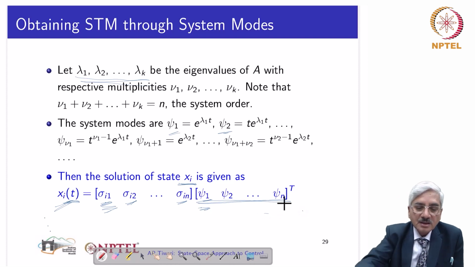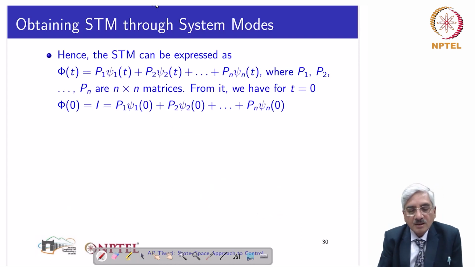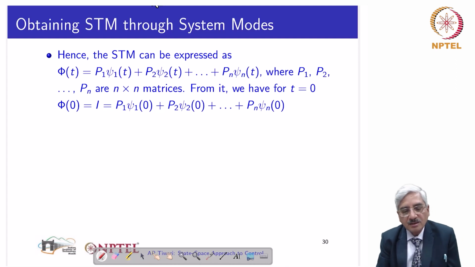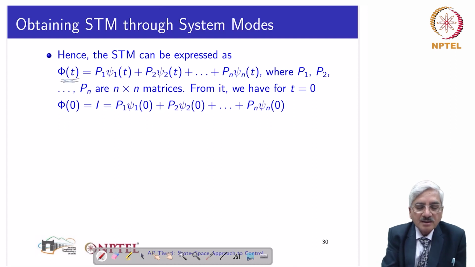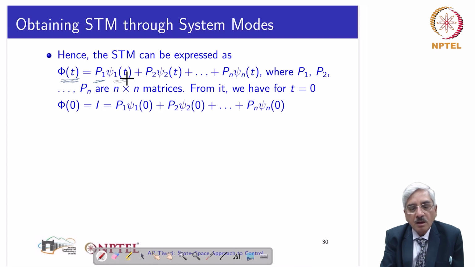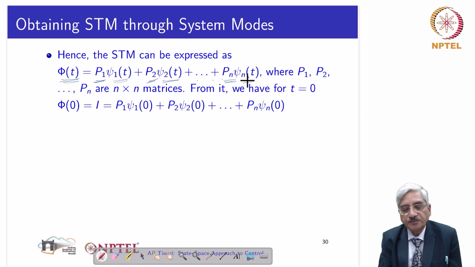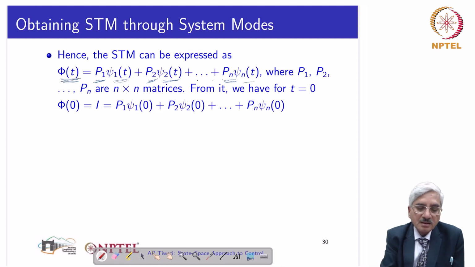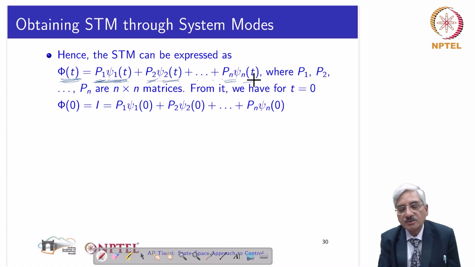Meaning that the state vector x is represented by a matrix times a mode, and so on, meaning that phi t can be expressed as an n by n matrix times psi 1 plus another n by n matrix times psi 2, and so on, another n by n matrix times psi n. So phi t is nothing but such expressions, matrix P1 times psi 1, P2 times psi 2, and so on, added together.